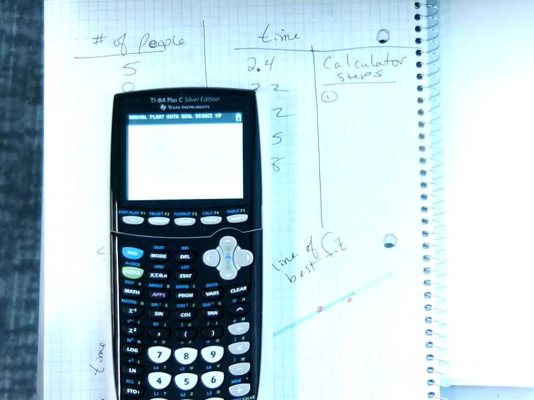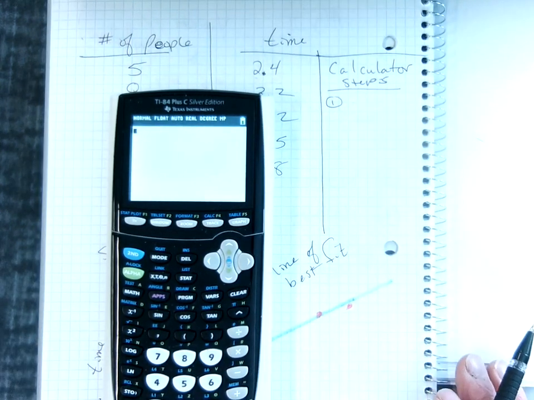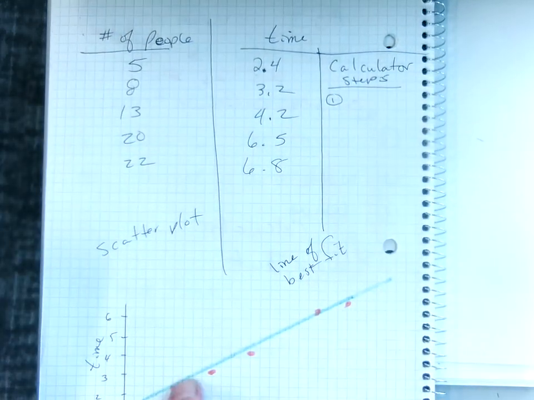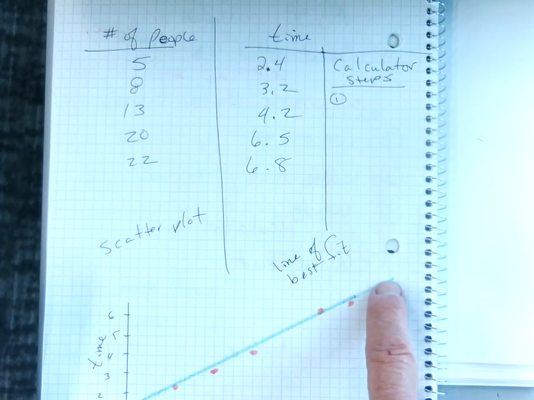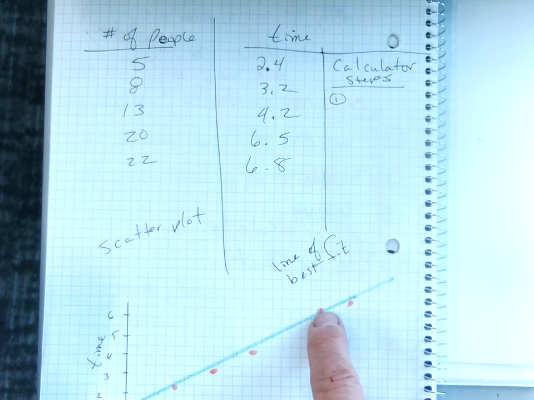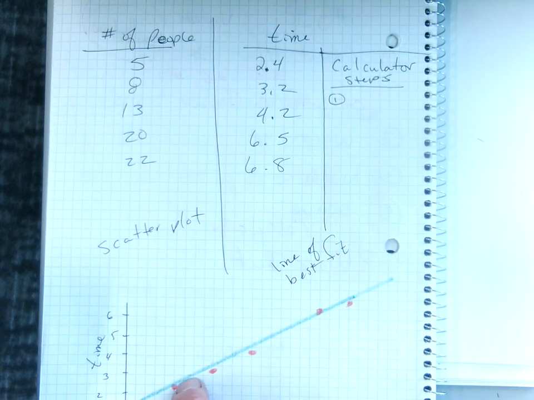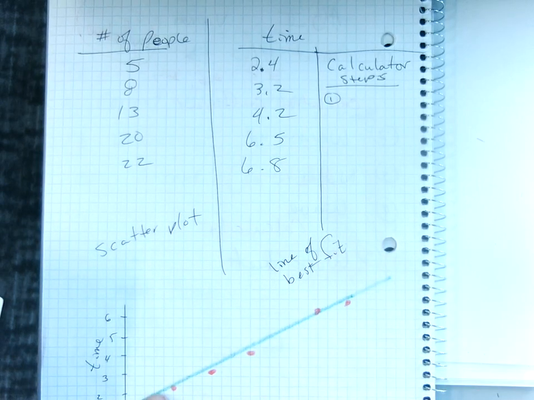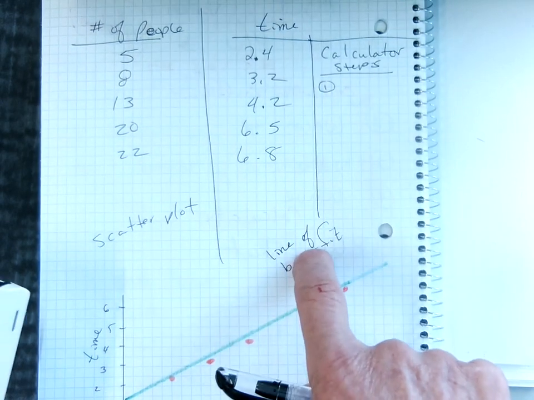Here we go, watch. Calculator steps. So, what we want to do is this. Inside the calculator is a function that averages these points. We're going to let the calculator do the work. It's going to give us the very best line.